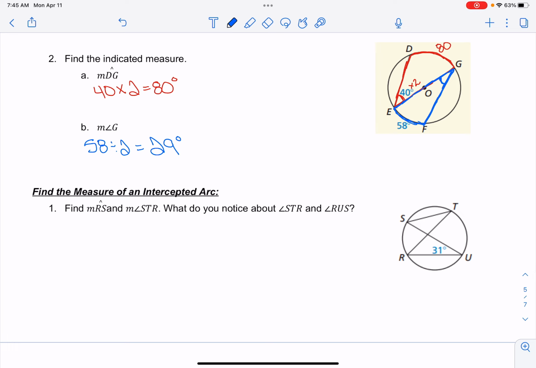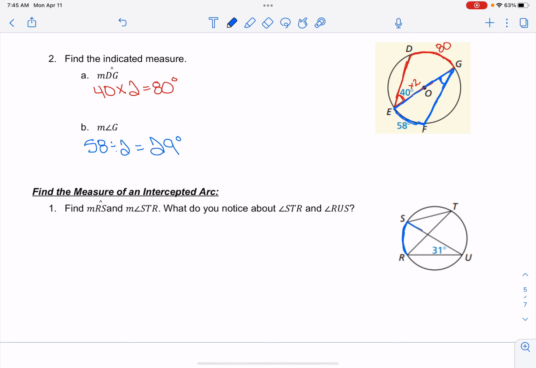In this next one, it says to find the measure of arc RS. So this arc right here. And the measure of angle STR. And then it says, what do you notice about angle STR and angle RUS? So let's start with finding the measure of arc RS.